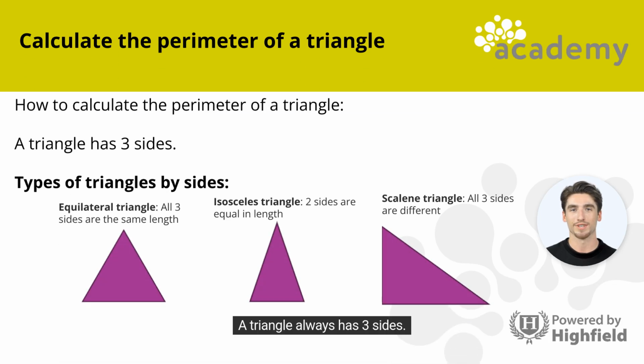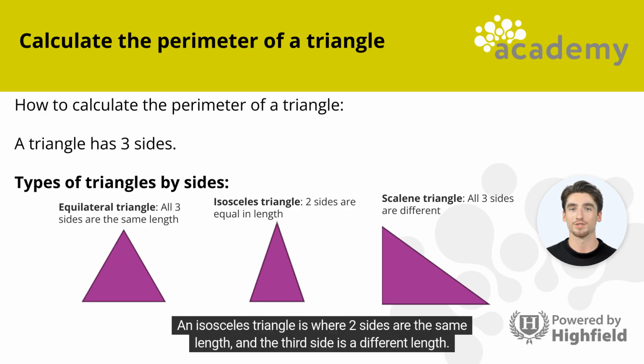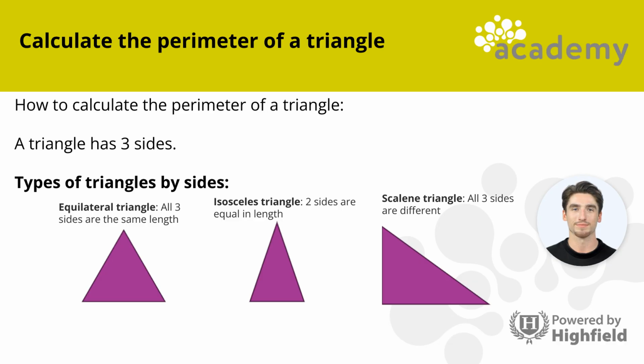A triangle always has 3 sides. There are 3 different types of triangles. An equilateral triangle is where all 3 sides are the same length. An isosceles triangle is where 2 sides are the same length and the third side is a different length. A scalene triangle is where all 3 sides are different lengths.